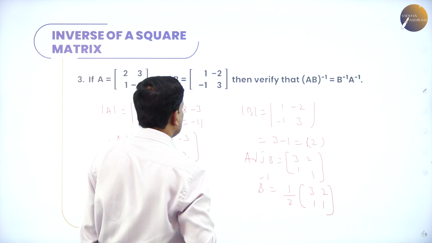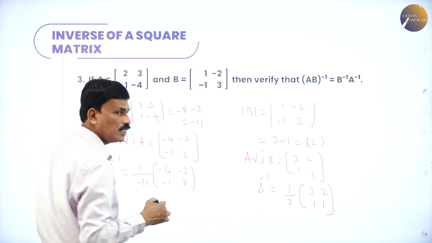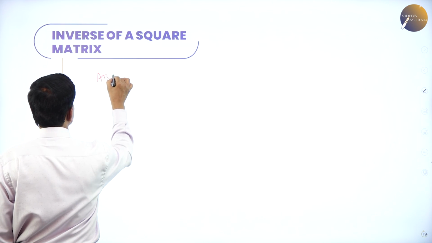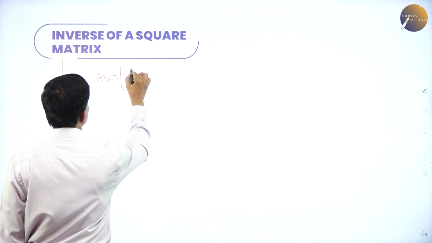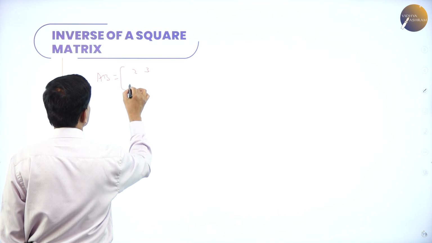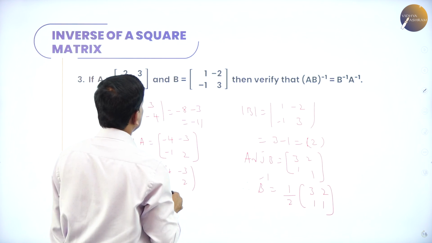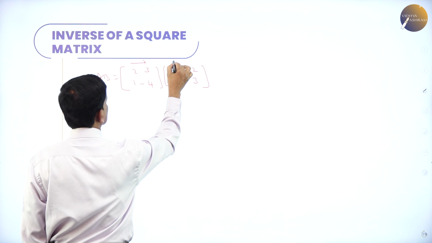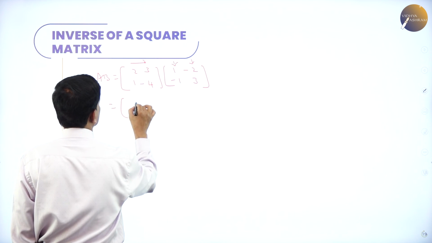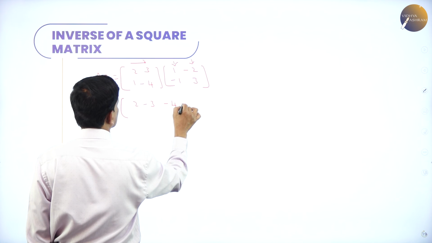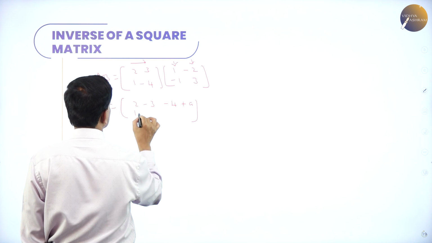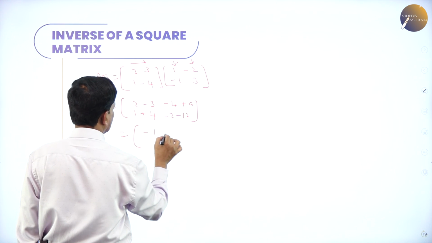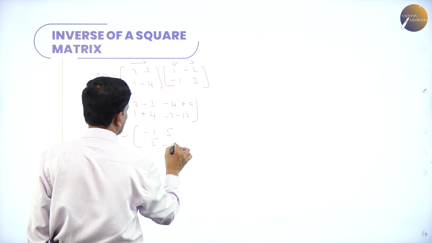Now let us multiply AB. First find out AB, then we will go for B inverse, A inverse. Now AB is equal to 2, 3, 1, minus 4 into 1, minus 2, then minus 1, 3. Simplify this. So this is 2 1s are 2, 3 1s are 3, 2 2s are 4, plus 3 3s are 9, 1 1s are 1, minus into minus plus 4, again 1 2s are 2, minus 4 3s are 12. So this is minus 1, 5, 5 and minus 14.